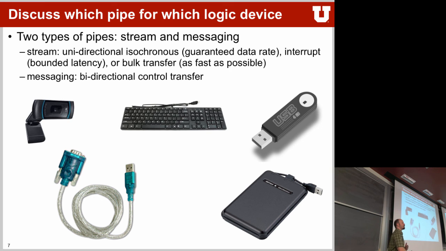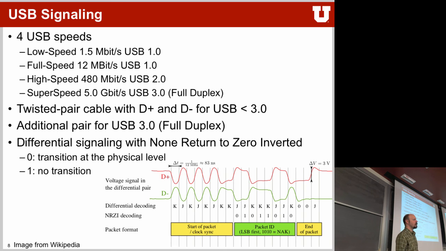Okay, going one level lower down, what does the signal look like that we have out there? Well, we have 4 different speeds, right? We have 1.5 megabits, 12 megabits, 480 megabits, and 5.0 gigabits per second. That's the speed at which the signals can go over, or the clock rate that it can actually have. Encoded, the whole thing is in a differential pair. Usually when you look at a footprint of a USB connector, you see a D plus and D minus. That's for devices before USB 3.0.